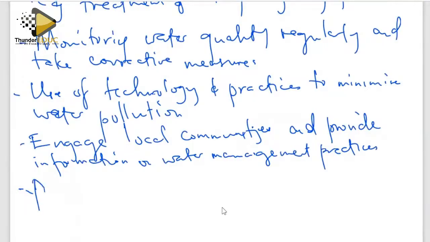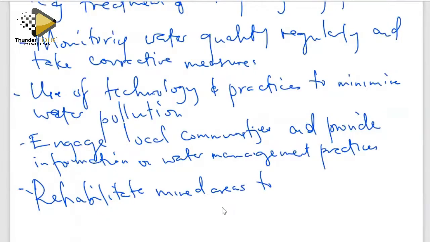Then lastly, we can talk of rehabilitation. Rehabilitate mined areas to minimize the risk of water pollution.